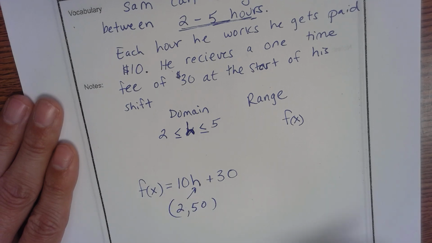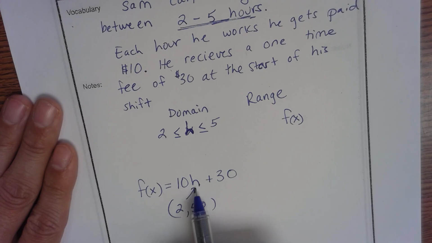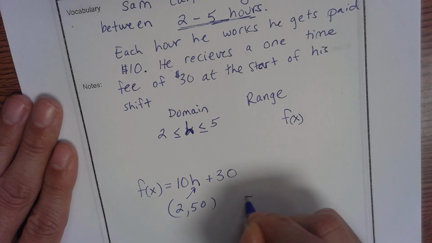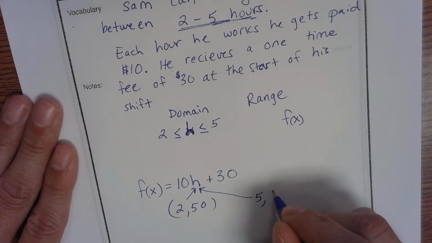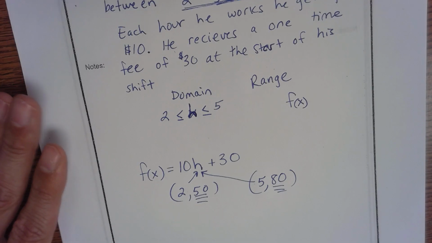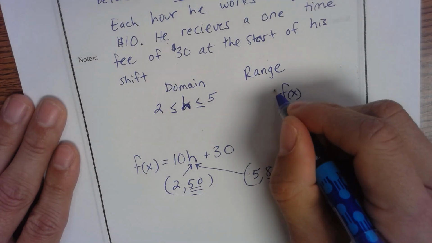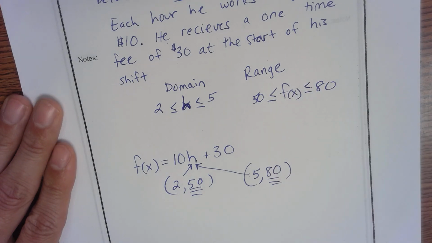Okay? Now, we're assuming he can work a fraction of an hour. So this could be anything between 2. But the most he can work is 5. So I'm also going to put a 5 in for h. And 5 times 10 plus 30 is 80. So pretty much we know that the lowest amount of money he can make is 50. The highest amount of money he can make is 80. So that would mean the range would be between and including 50 to 80.